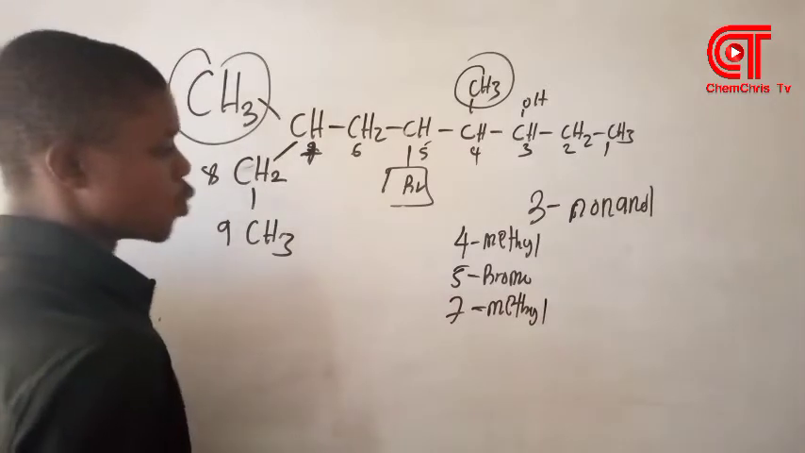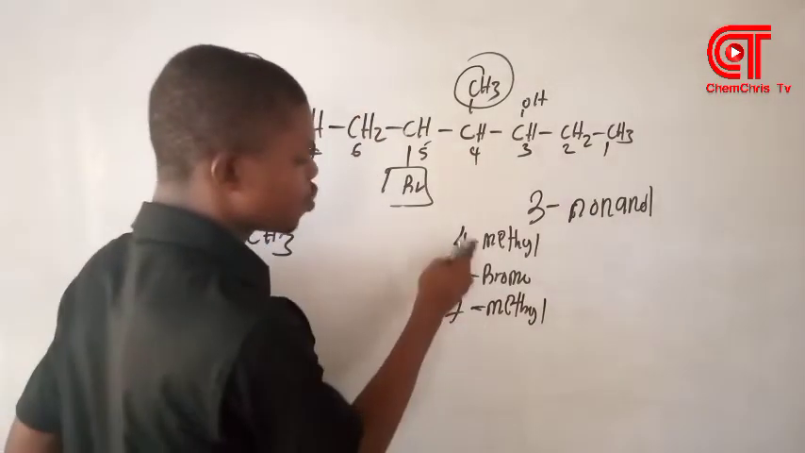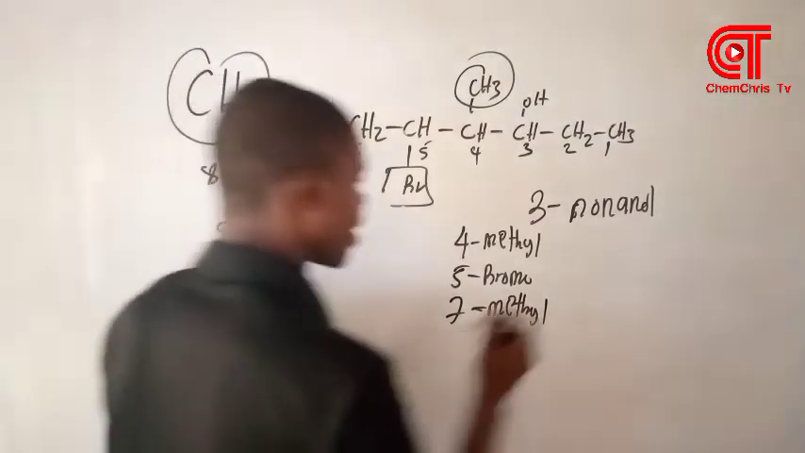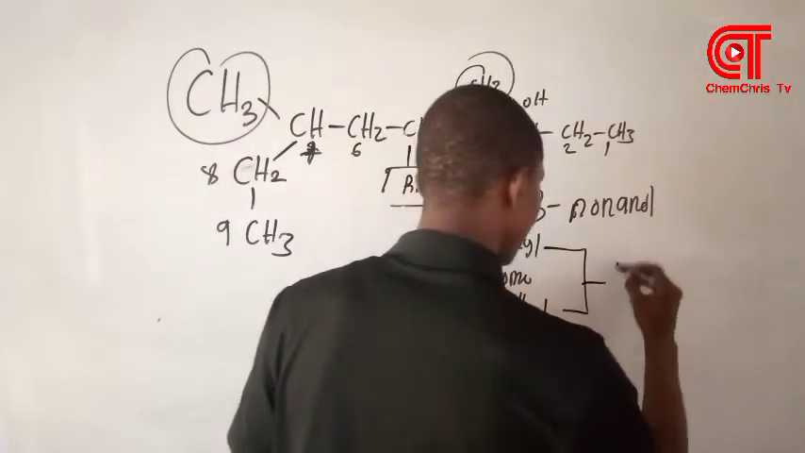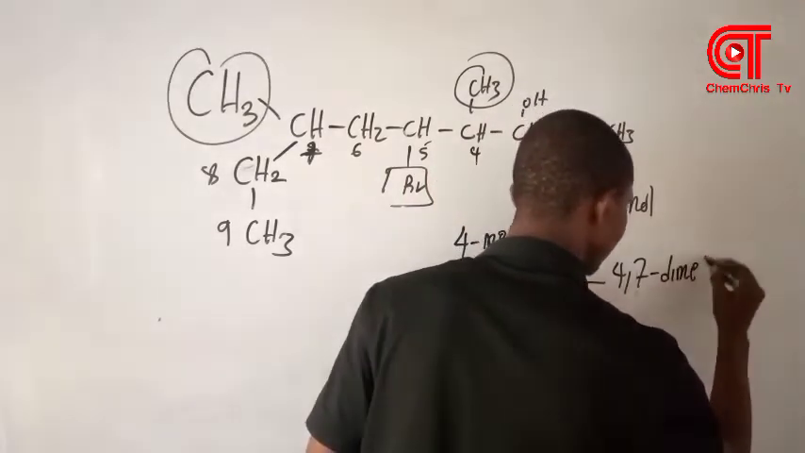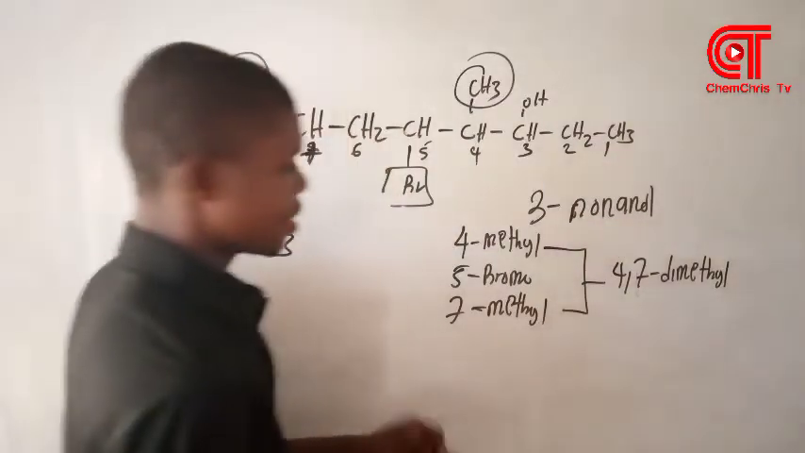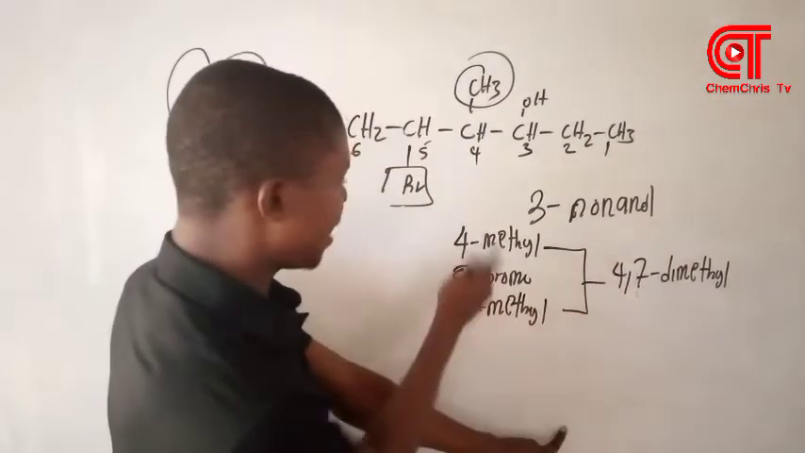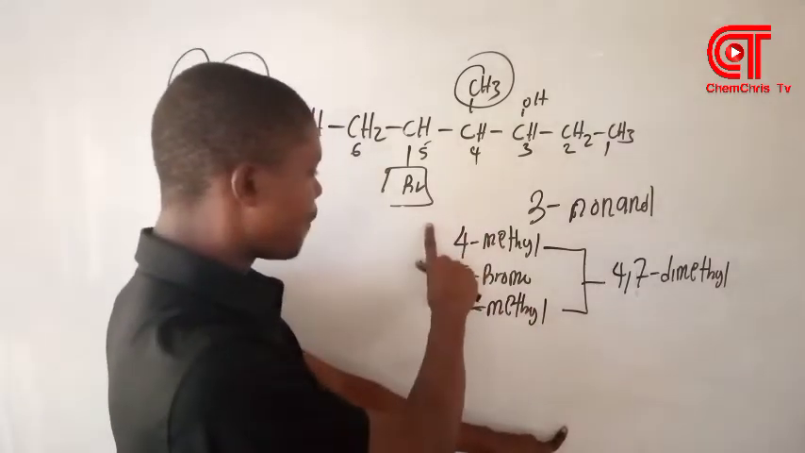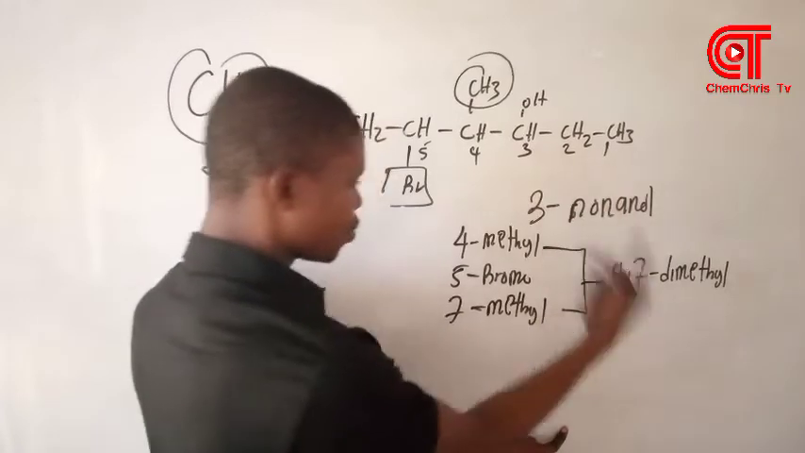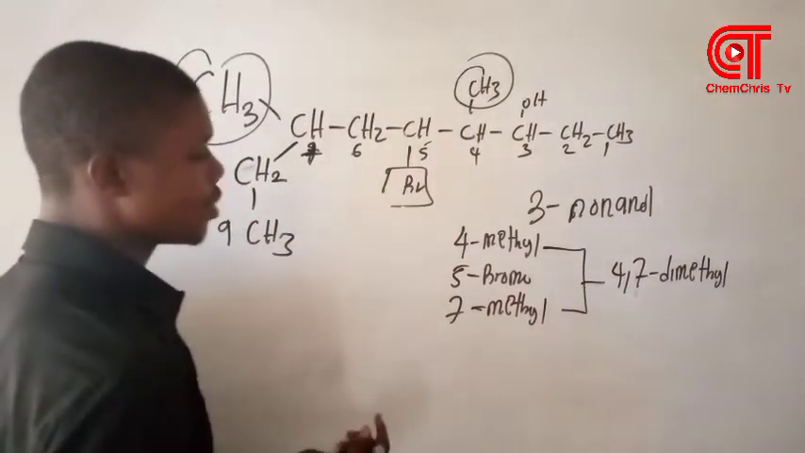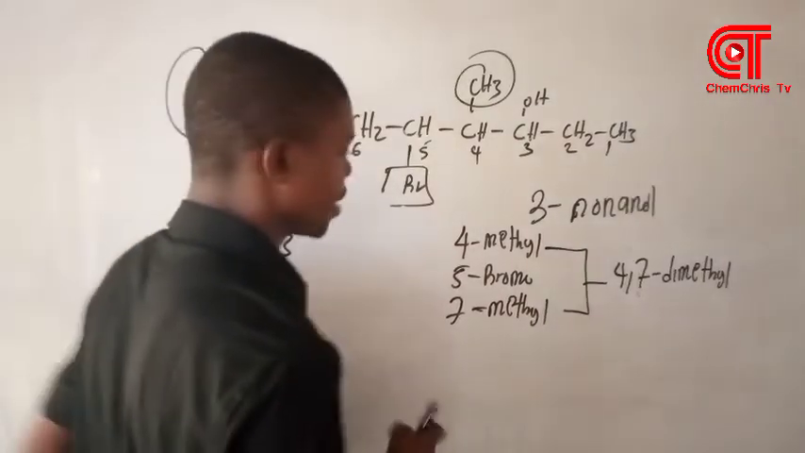You get. So now in our nomenclature, when we have two same substituents here, we combine them together and put di. So you can combine these two together like this and say 4,7-dimethyl. You get that? 4,7-dimethyl, because you are combining them together, right? Because there are two substituents here, you take those positions and put di because there are 2. 4,7-dimethyl.